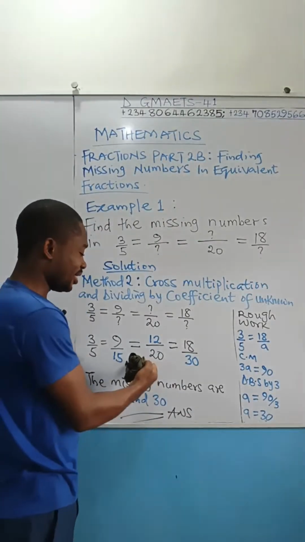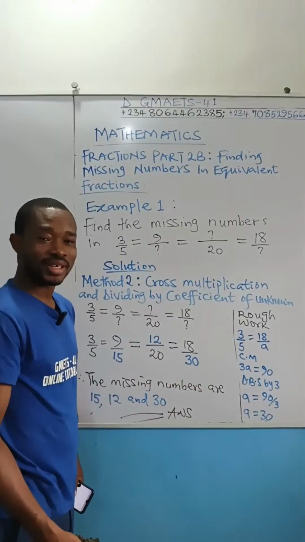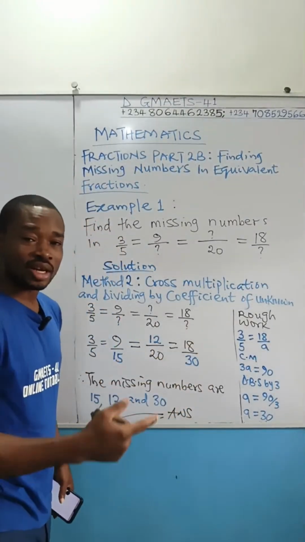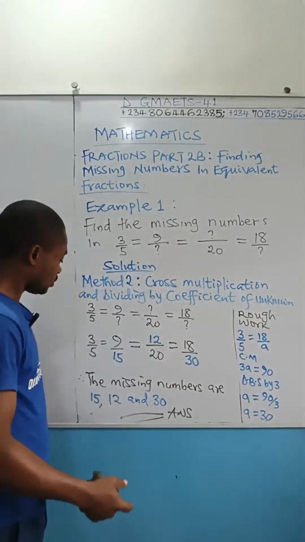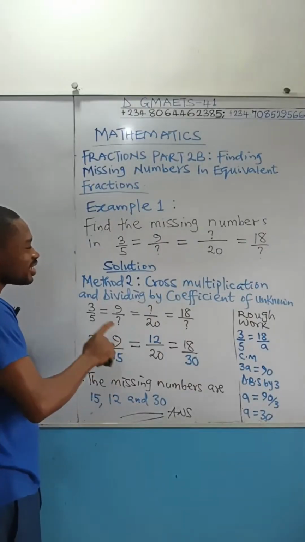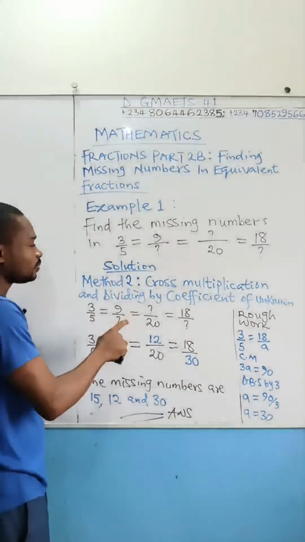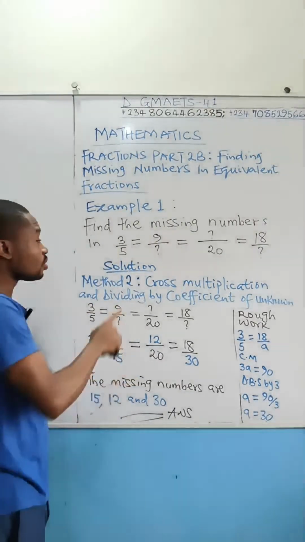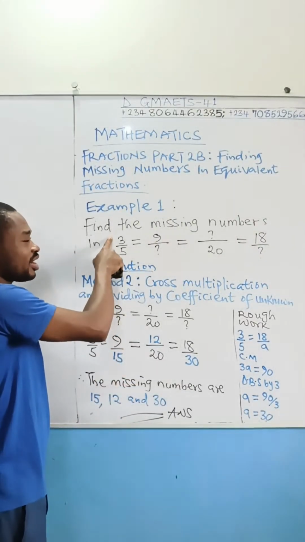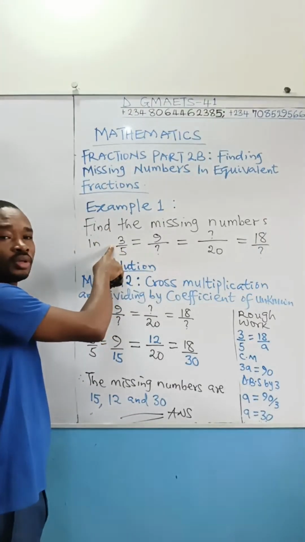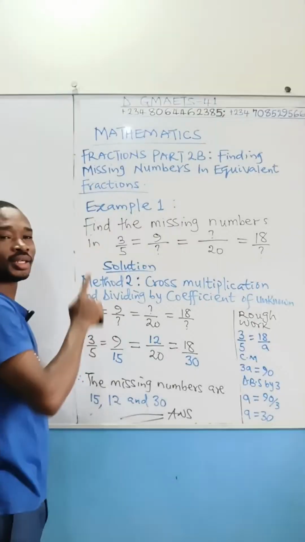So in that case, you can't use method 1 if all of the fractions given to you are not in their lowest form. But if it is in its lowest form, like in this case, 3 over 5, you can no longer reduce it. Nothing can divide 3 and 5. So it is in its lowest form. You can use method 1.